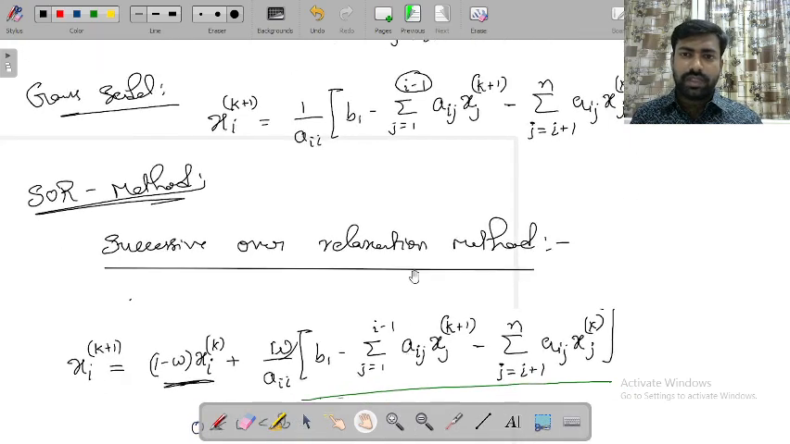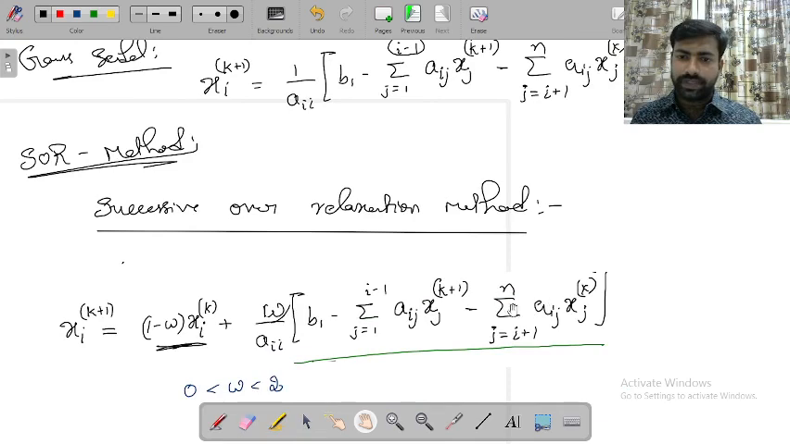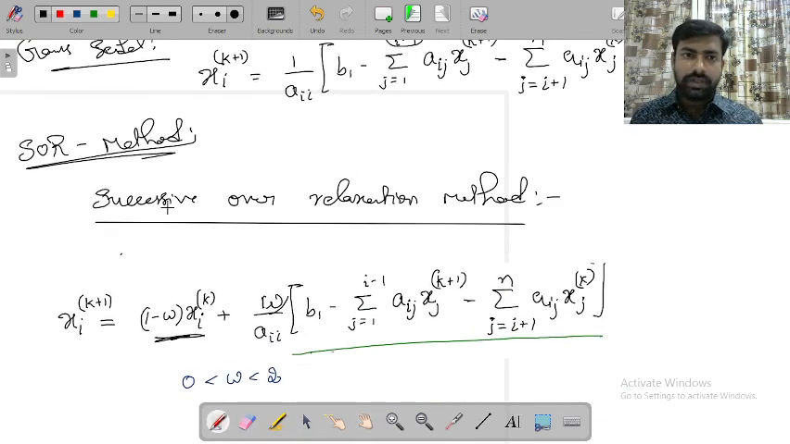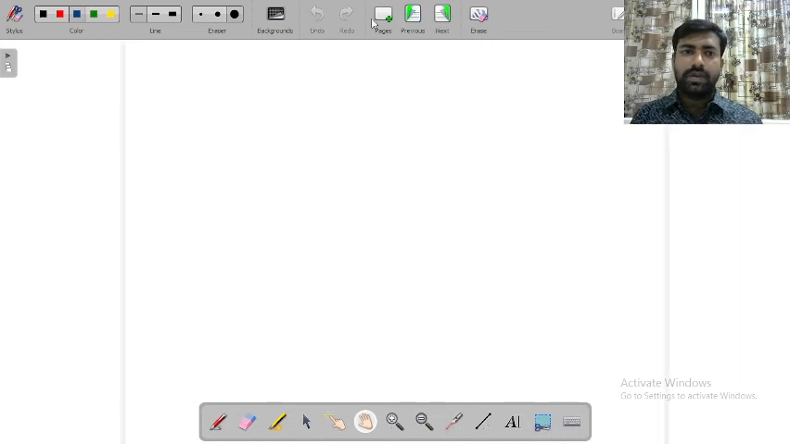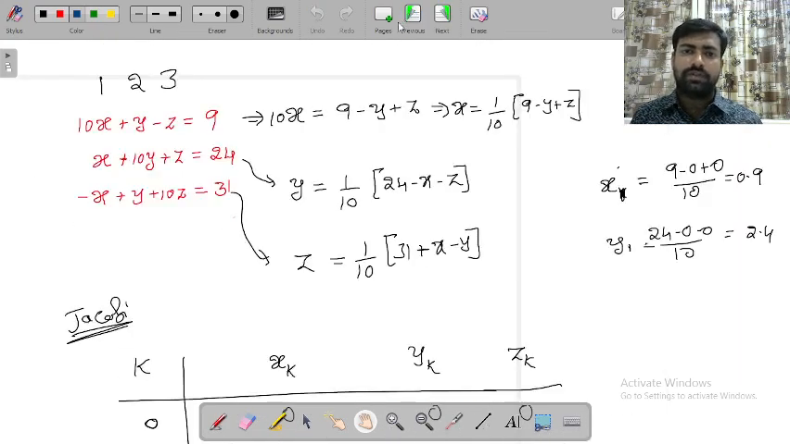In the SOR method, you take the same formula till here, but here we introduce a weightage w, which is between 0 and 2, and we add one extra term here. So this is the successive over relaxation method. I hope you understand how to solve problems using the Jacobi method and the Gauss-Seidel method.